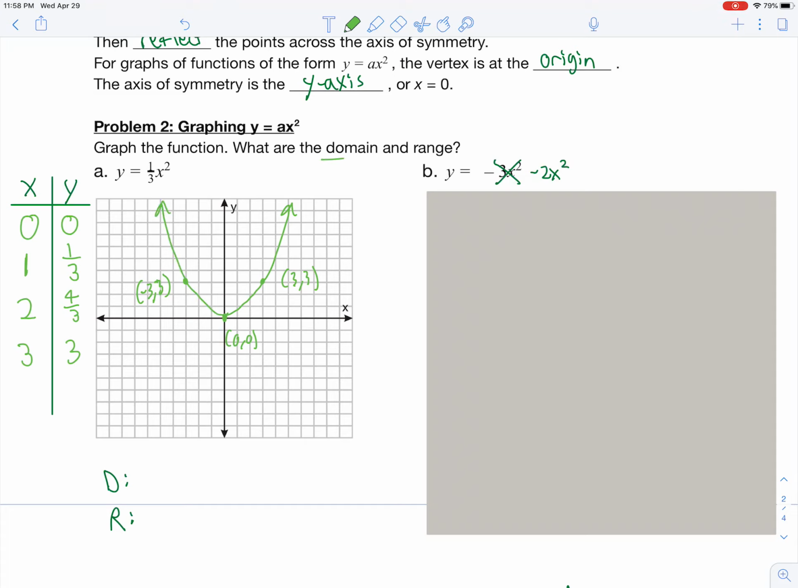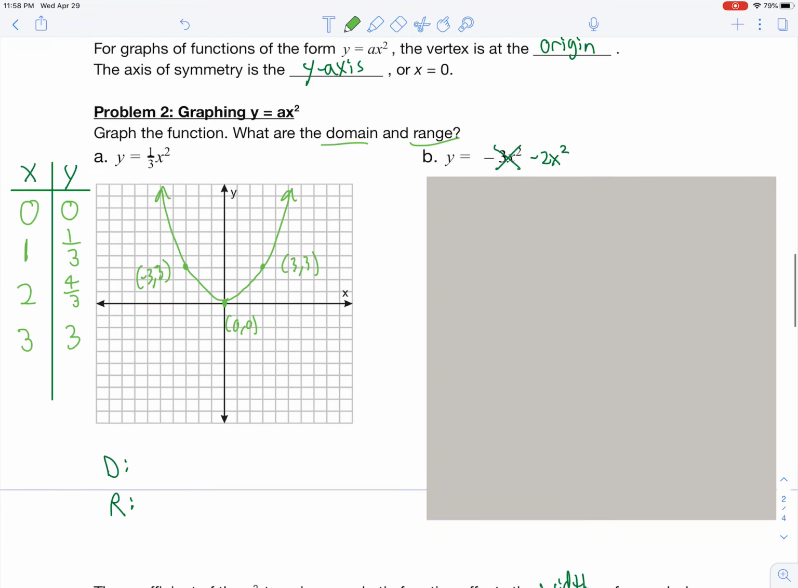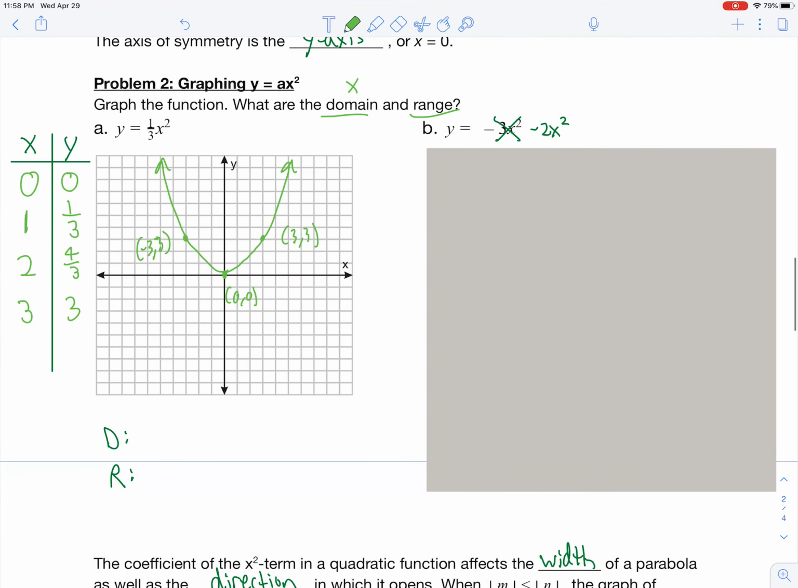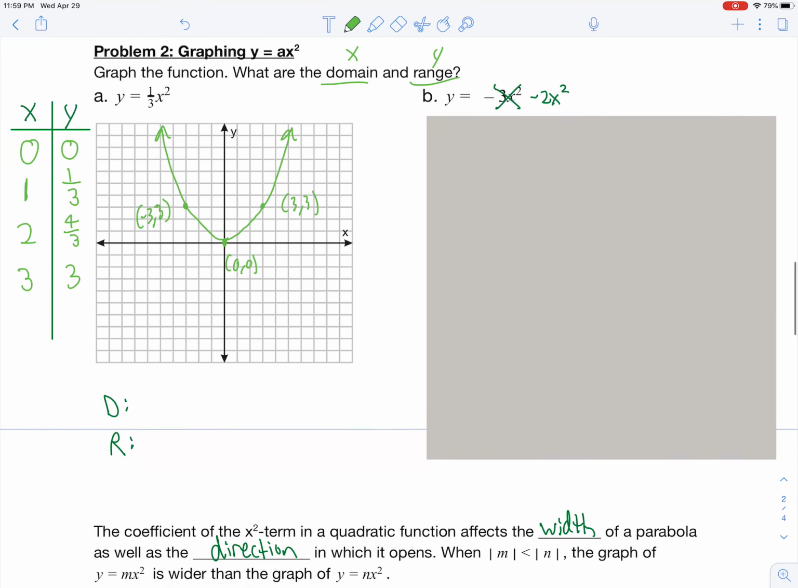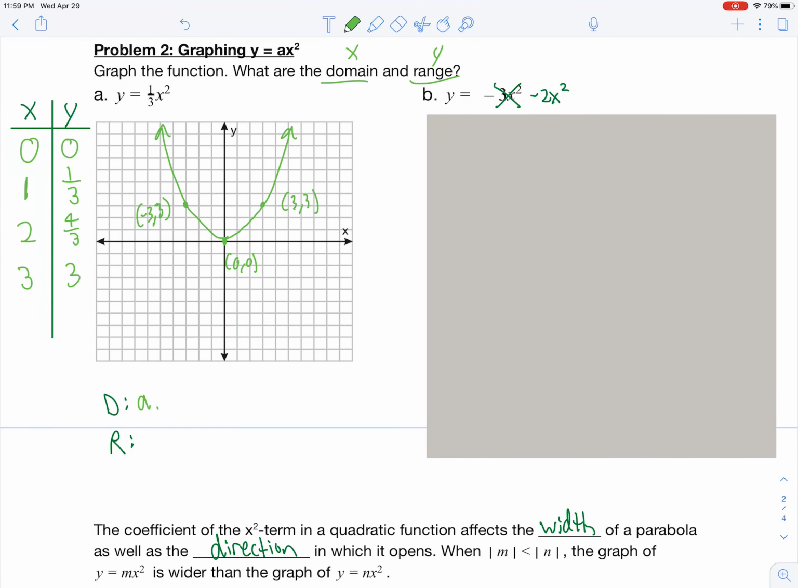If we also want to identify domain and range, this is a little bit of a review from earlier. Domain, we always want to think in terms of our x values, range in terms of our y values. So for pretty much all of our parabolas, our domain is going to end up being what we call all real numbers.